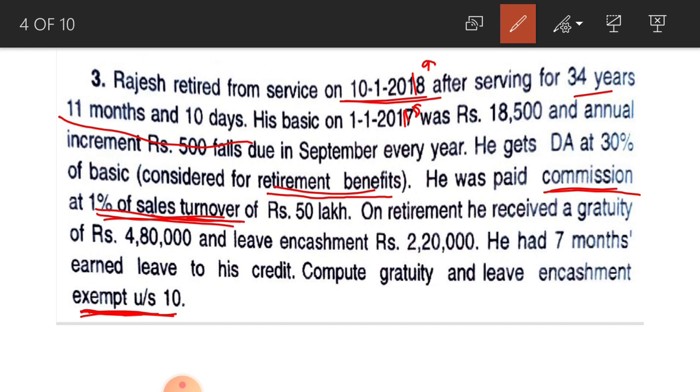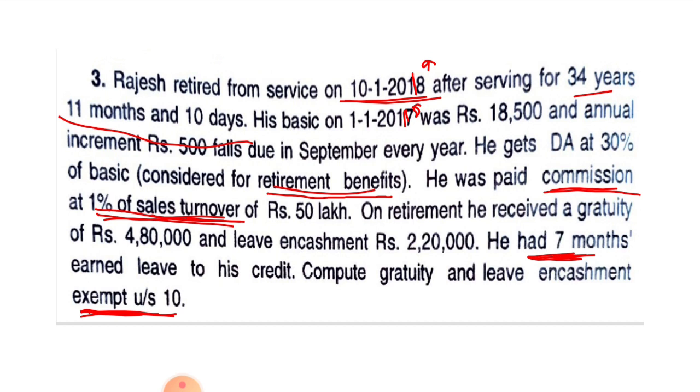Next, on retirement he received a gratuity of 4,80,000 and leave encashment of rupees 2,20,000. These are the actual amounts received by Mr. Rajesh. Next, he had 7 months earned leave to his credit. Amount of salary for approved period you have to calculate. For that purpose you have to consider 7 months, because he has 7 months approved leave which can be encashed in his hand. So calculate the exempted amount of gratuity and leave encashment.